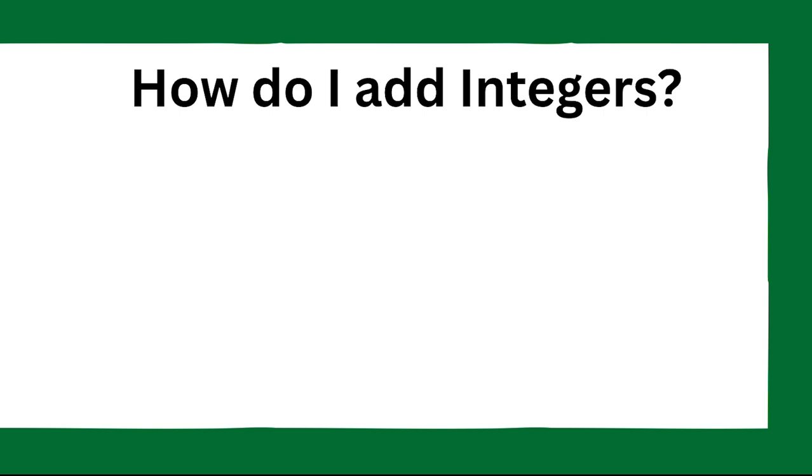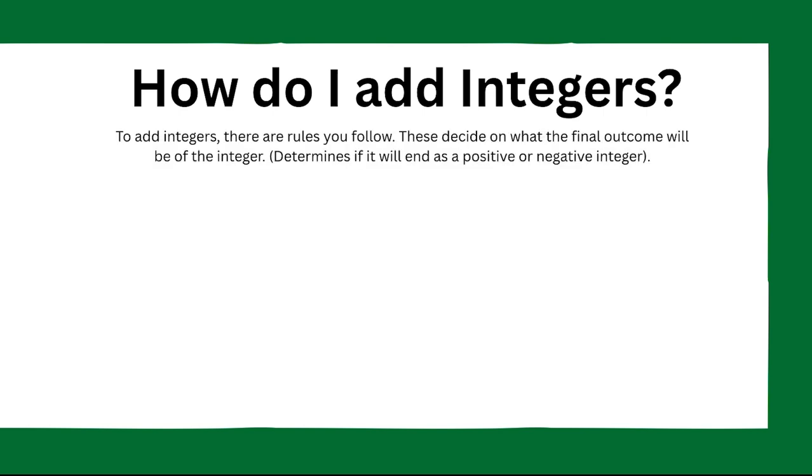So starting off, you're probably wondering, how do you add integers? To put it simply, there are no step-by-step things you follow to add them. Instead, you follow rules, and you follow these rules because they determine the result of your answer. They determine if your answer is going to be positive or negative.